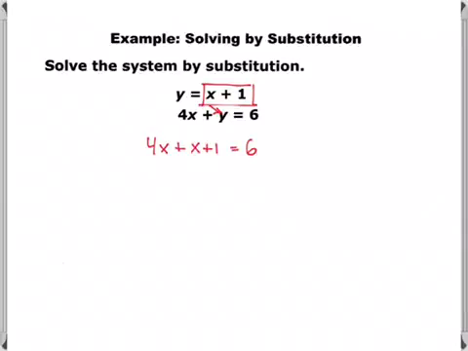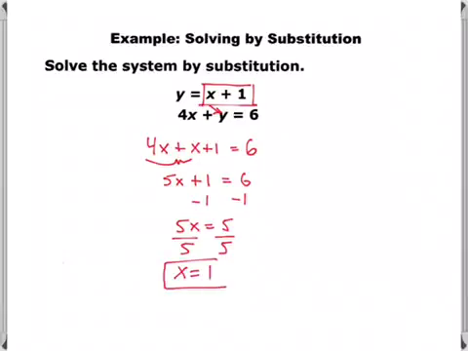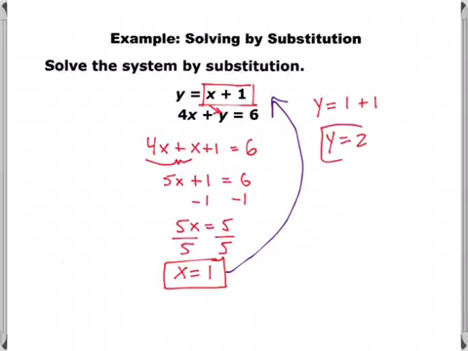And now we just want to solve this for x. Combine like terms, 5x plus 1 equals 6. We'll subtract 1 from both sides. We've got 5x equals 5. And then our last step would be to divide by 5. And so in this case, x equals 1. To solve for y, we'll plug this back in and see what y equals. So y equals 1 plus 1, so y equals 2. And so our ordered pair here is 1, 2.